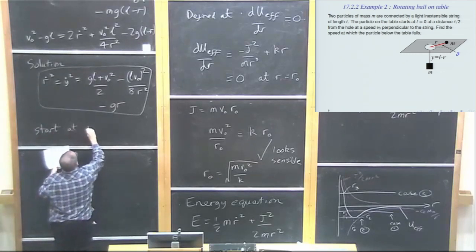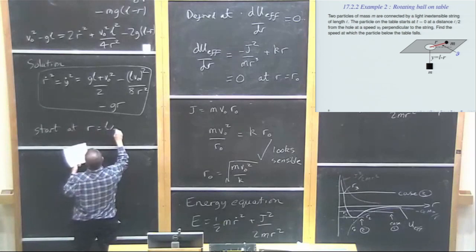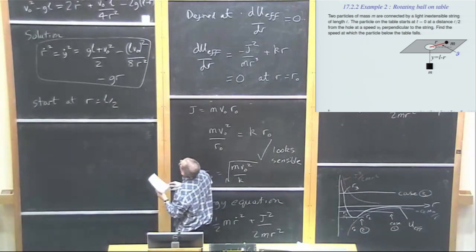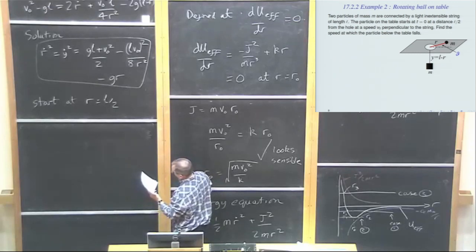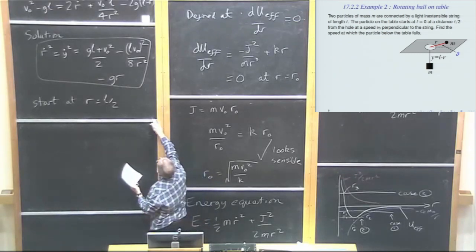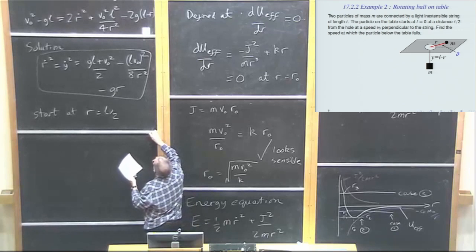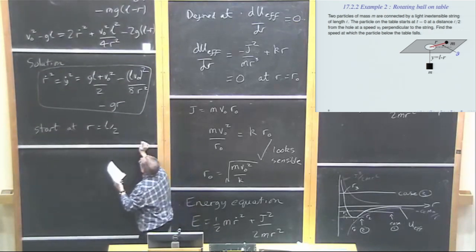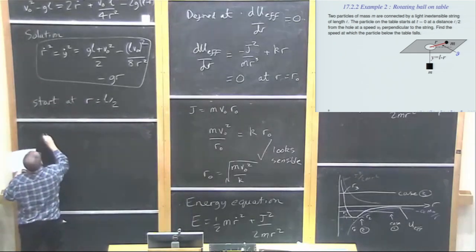At r equals L over 2, right? So what happens in this case? Well, we then have... so this should be a... let's just check it works out.